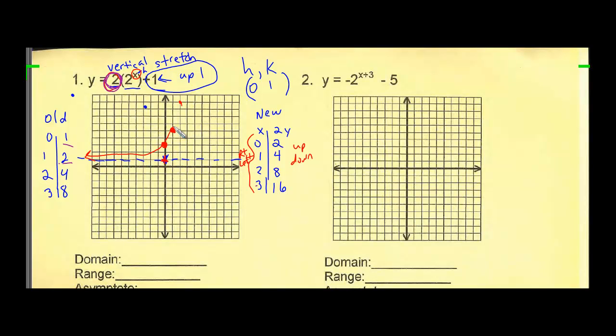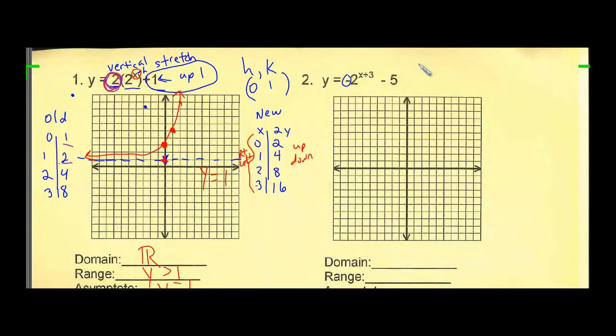The domain of this graph is all real numbers. The range is above y equals 1, so it's y is greater than 1. And the asymptote is y equals 1. So this is the graph of function number 1. Let's look at number 2.